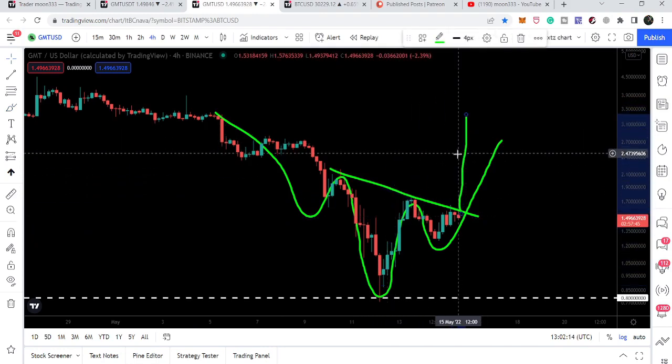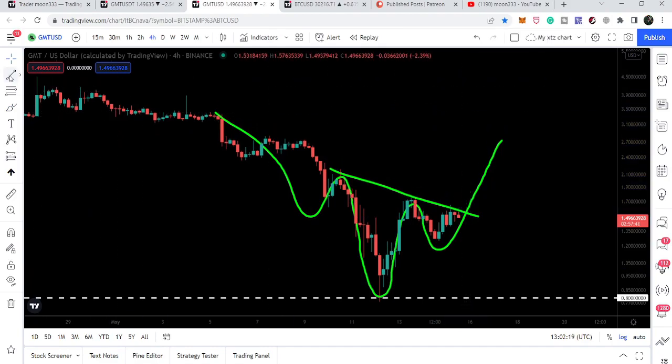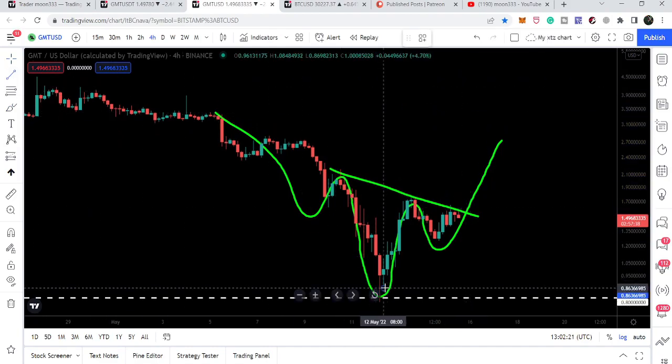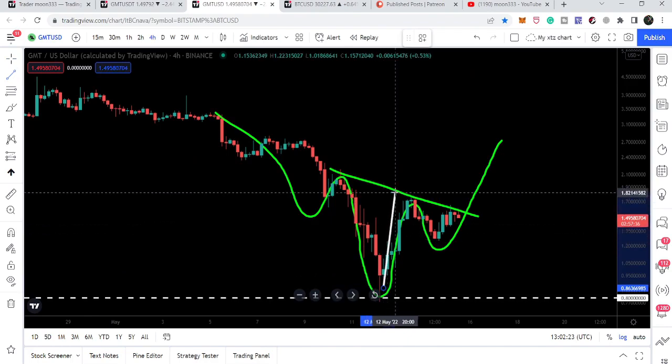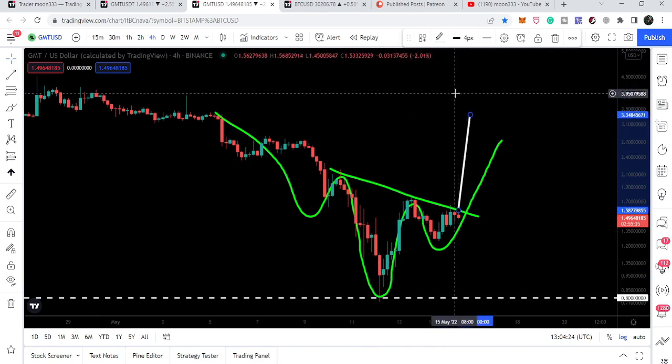That will be approximately at $3.40. Let me place a trend line that will show us a better target. What can be our target after the breakout? You can see that it is showing the target approximately $3.35. Here we can watch the value.